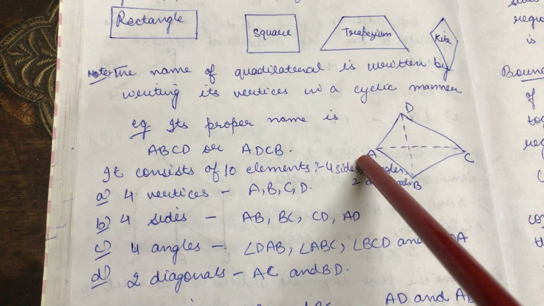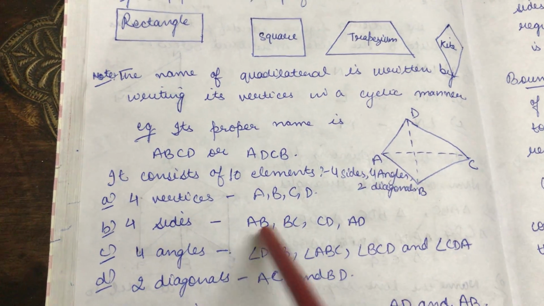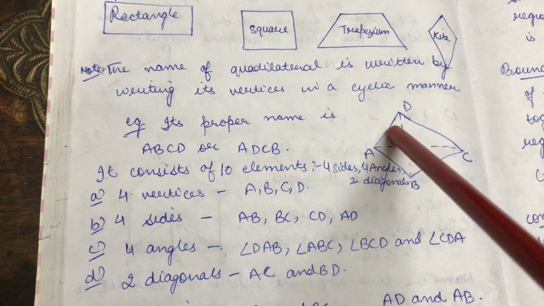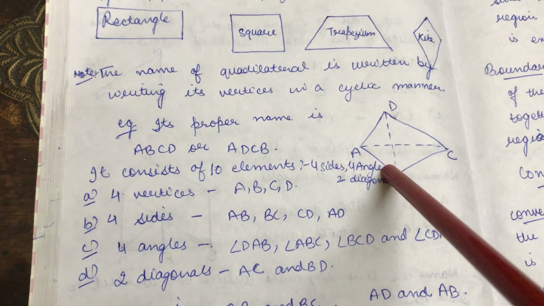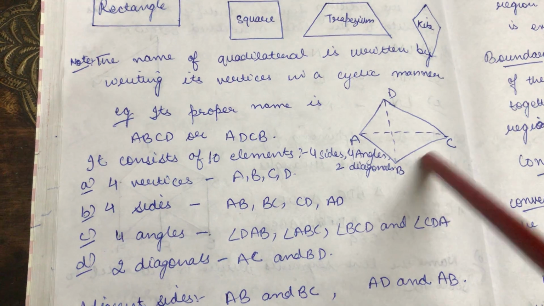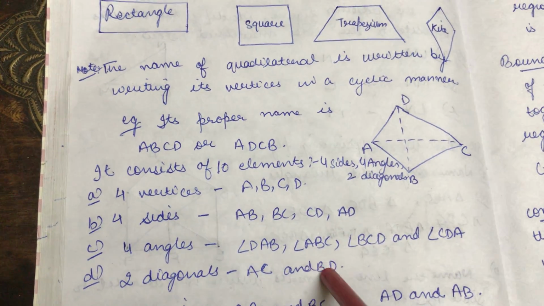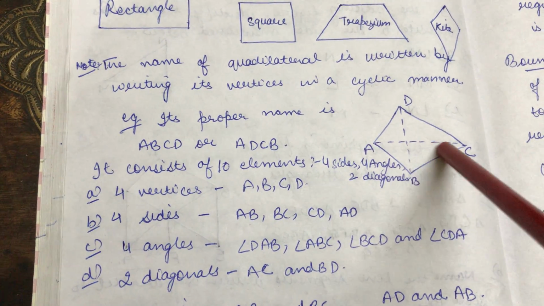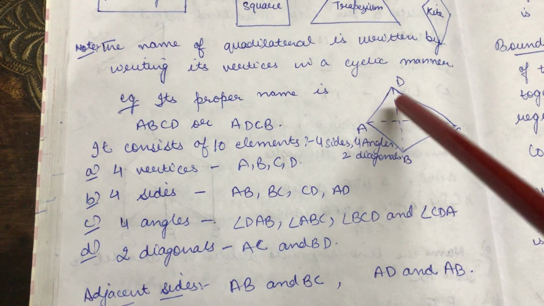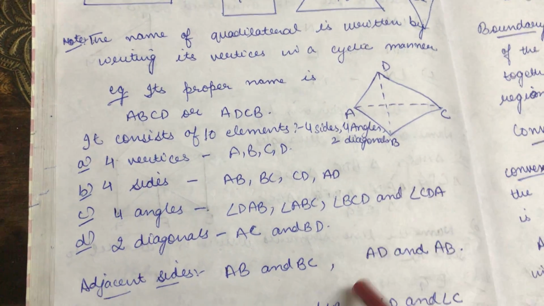Next we have 4 sides which are AB, BC, CD and AD. 4 angles. Which are the 4 angles? This angle, what is the name? DAB. What is the name of this angle? ABC. Then the name of this angle is BCD and the name of this angle is ADC. 2 diagonals. Now the diagonals are these lines AC and BD. So diagonals are the line segments which join the opposite vertices of a quadrilateral.